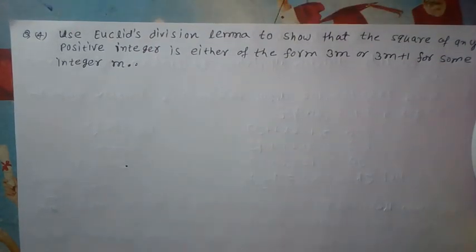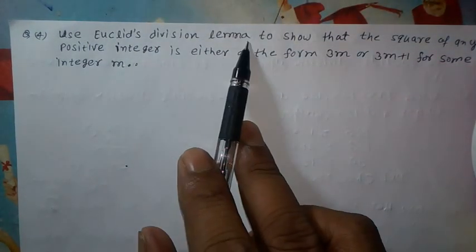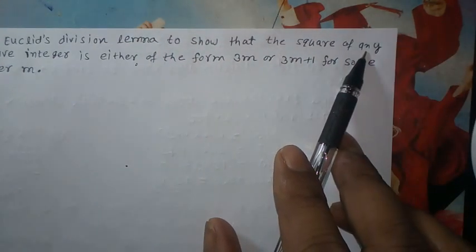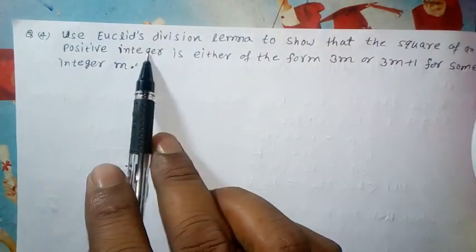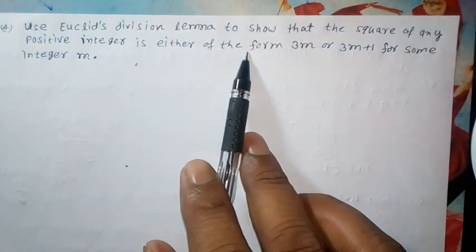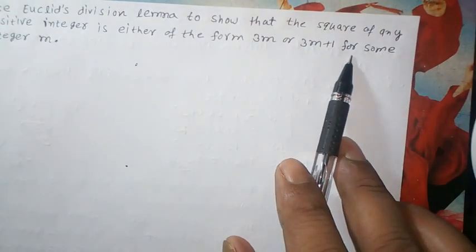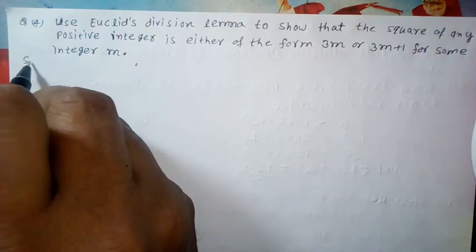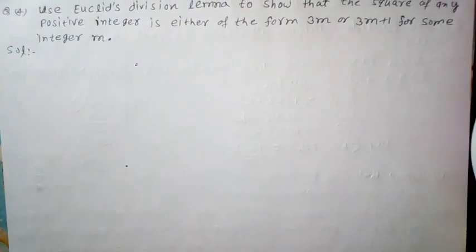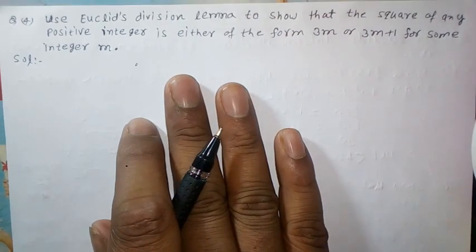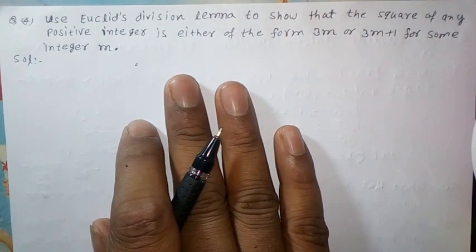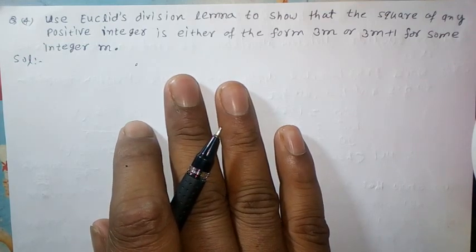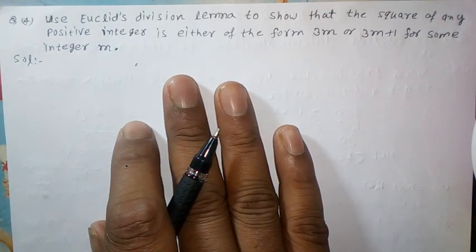Question number 4. Use Euclid division lemma to show that the square of any positive integer is either of the form 3m or 3m plus 1 for some integer m. Now solve this. This question is also solved by the same method we applied in question number 2.